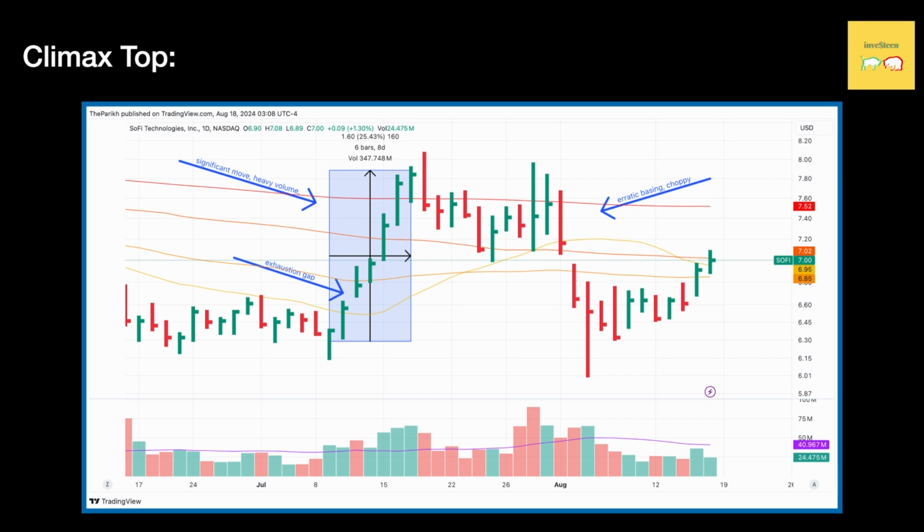If we take a look at this chart of SoFi Technologies, we can see an example of a climax top. William O'Neill said that in this formation, you would see a move of 25% or higher on high volume within 2 to 3 weeks. And we see an approximate move of 25% with a gap up there as well within 8 days. And what led this to be an exhaustion gap though is the fact that the basing period that it occurred after was erratic and super choppy and not moving in a tight range.